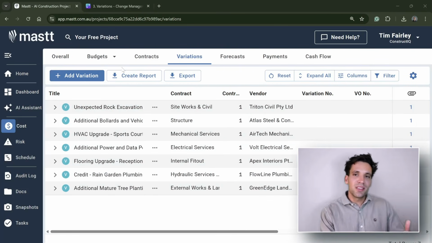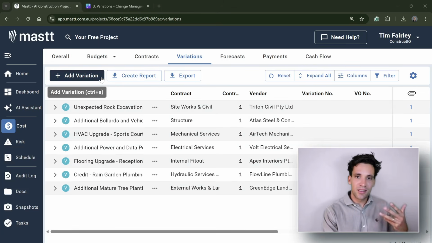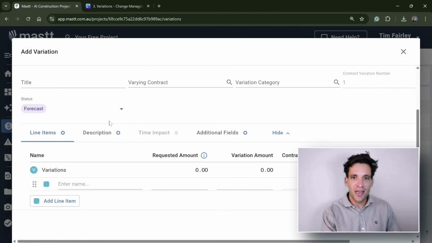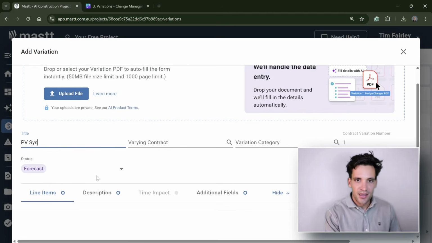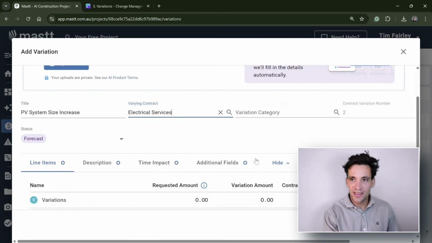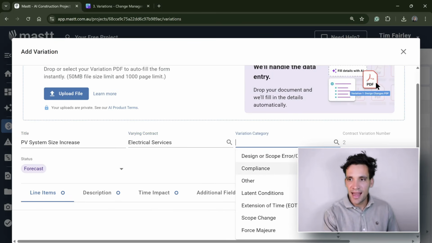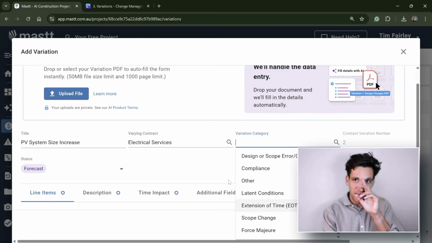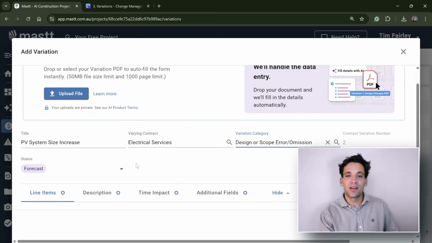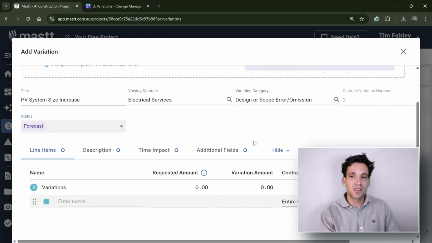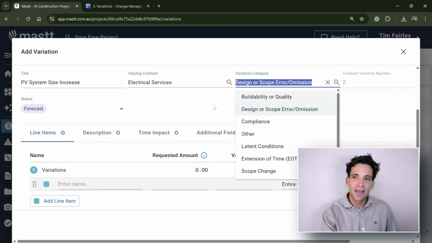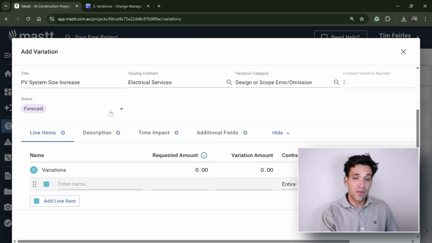The cleanest way to do this is to capture these as forecast variations. So for example, I want to add a variation. I know that, for example, our electrical contractor, PV system size increase, we're varying the electrical services contract, and we could say it's a scope change, but we'll say it's a design error. So for example, it wasn't properly specified on the drawings, the size of the PV system. But it's good to track the categories of variations as well.